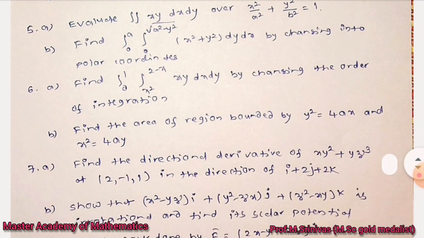Sixth b bit, find the area of region bounded by y square equal to 4ax and x square equal to 4ay. We have a separate formula for that, so use that formula in order to calculate area using the double integration. So already two equations are there. By the two equations you can find out the double integral value.